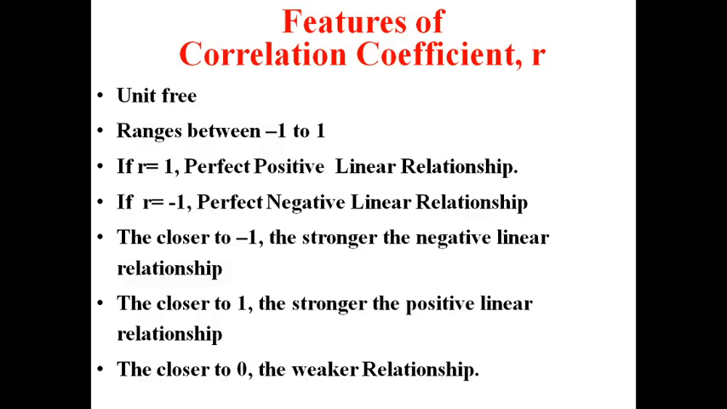Now the features of the correlation coefficient r: it is unit free. The value of r lies between -1 and +1. If r is equal to +1, then we say perfect positive linear relationship. If r is equal to -1, then it is perfect negative linear relationship. The closer to -1, the stronger the negative linear relationship. The closer to +1, the stronger the positive linear relationship. If it is closer to 0, the relationship is weaker.